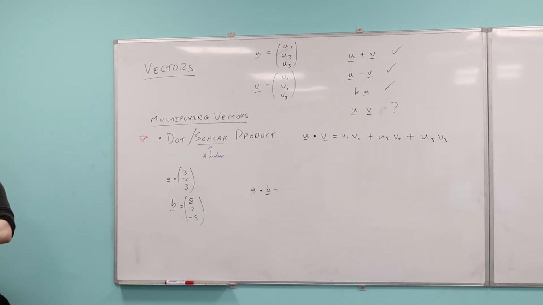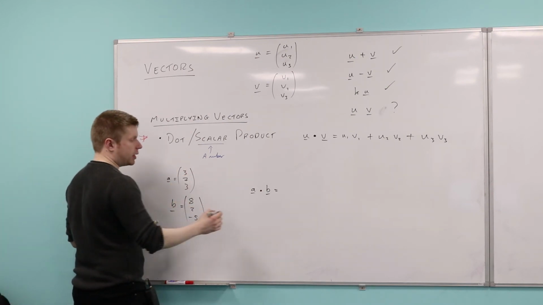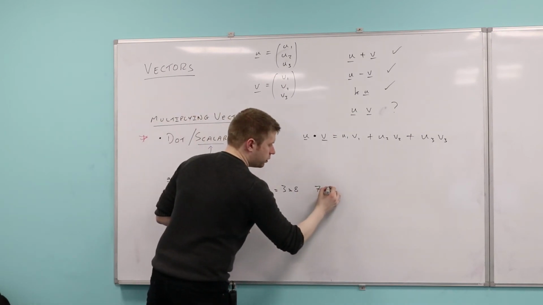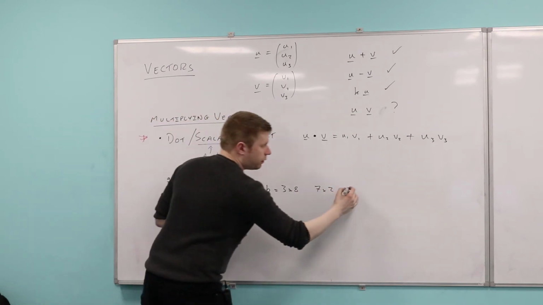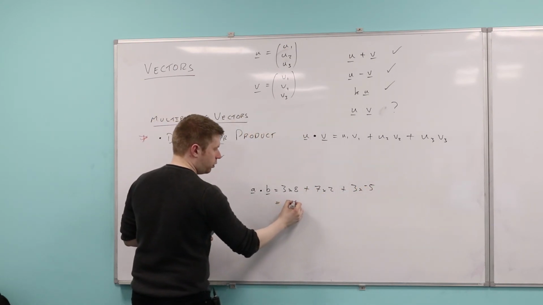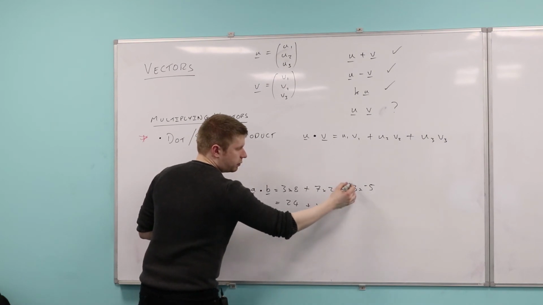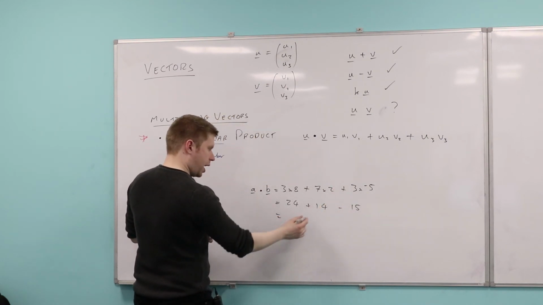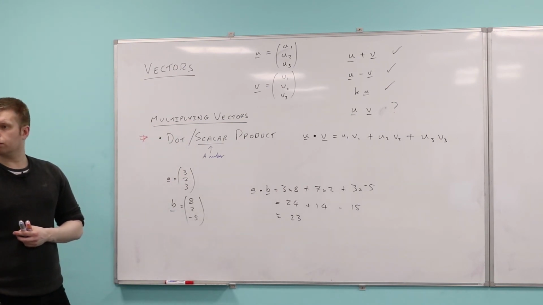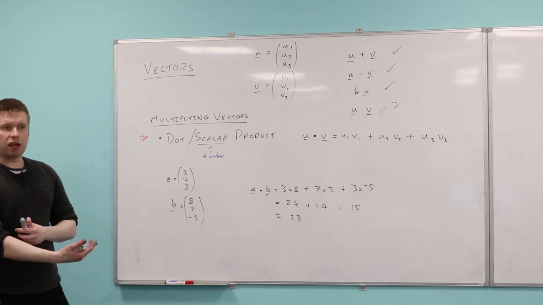What did you get? 23. Okay. So literally just multiply first elements together, 3 times 8. Second elements together, 7 times 2. Third elements together, 3 times negative 5. And then just add them all together. So that's going to be 24. That's going to be 14. That's going to be take away 15. So you get negative 1, so that's 23. Happy? Any questions? Scalar product, difficult?